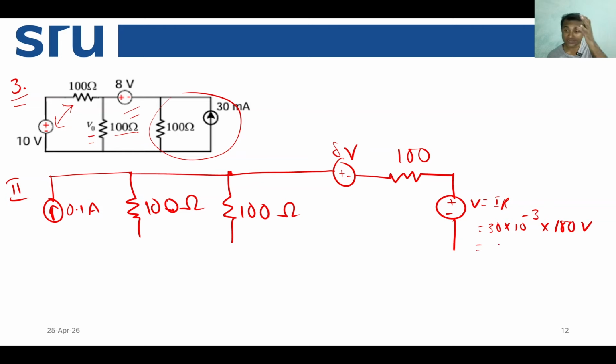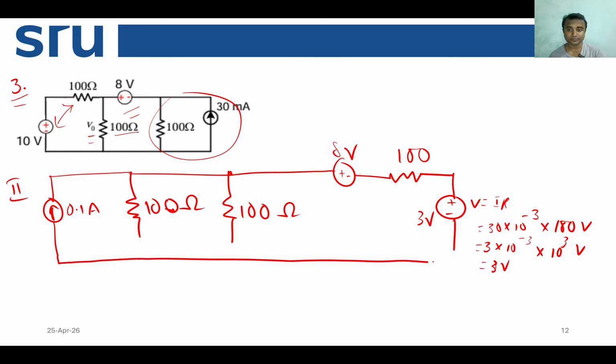So you can say that it is 1, 2, 3. So it is 3 into 10 to the power minus 3 multiplied by 3 into 10 to the power 3 volts. So it is given by 3 volt. Okay. Now you can add them up with this, and this is V0 we need to calculate across this, right?